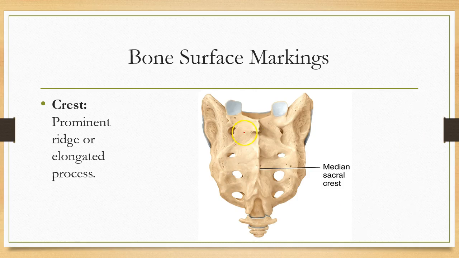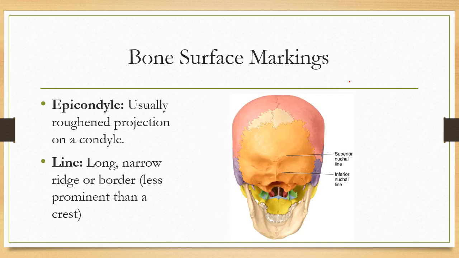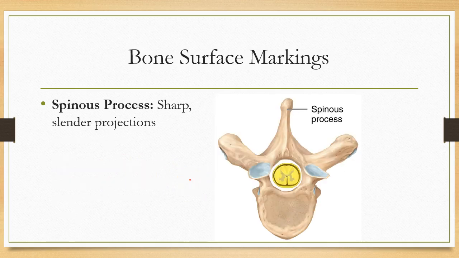Okay, a crest, prominent ridge, we see this one here on the sacrum. One that we mostly talk about will be the iliac crest, and we'll find those here at the top of the pelvic bone. Okay, epicondyles, they are above the condyle, so we see those on the humerus and the femur. A line, long narrow ridge for attachment of muscle. Spinous process on the vertebra.